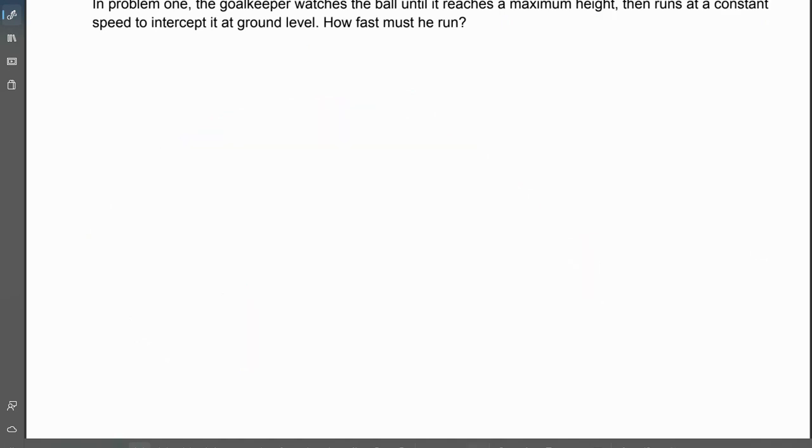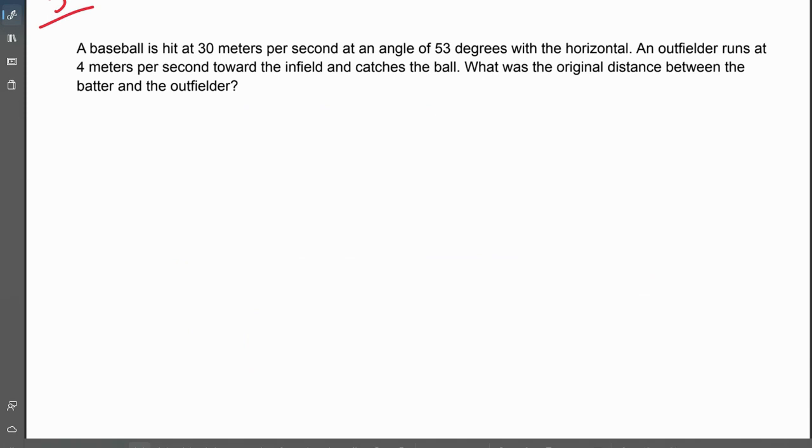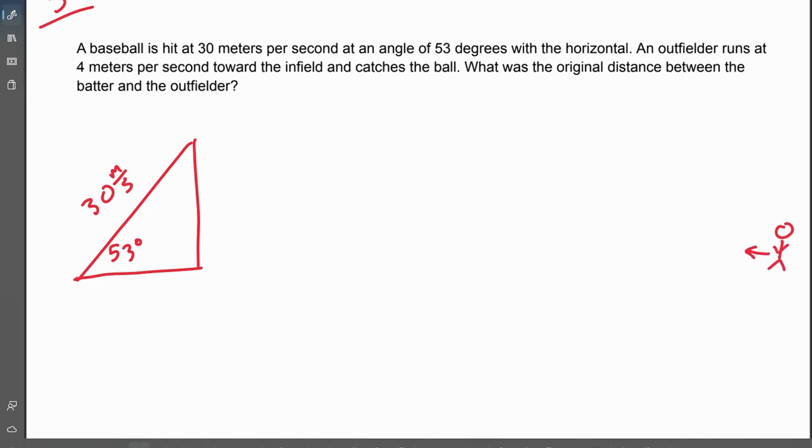All right, moving on. Baseball hit. This is the required problem. All of you have to do this problem, regardless of which other 3 you pick. A baseball is hit at 30 meters per second at an angle of 53 degrees with the horizontal. The outfielder runs at 4 meters per second toward the infield to catch the ball, toward wherever this ball is going to land. So here's the path of our ball.